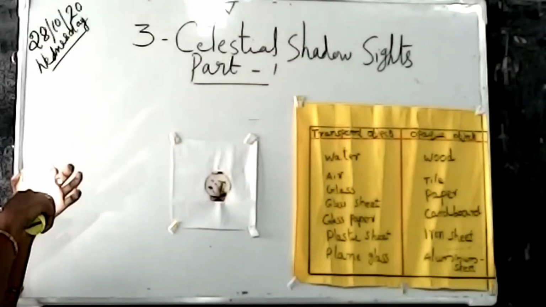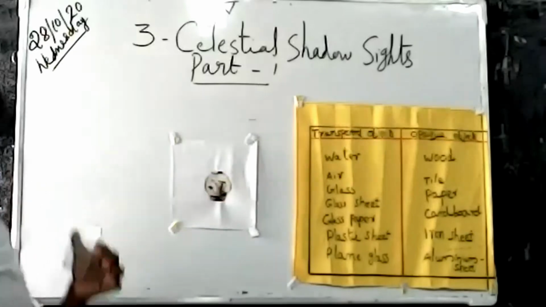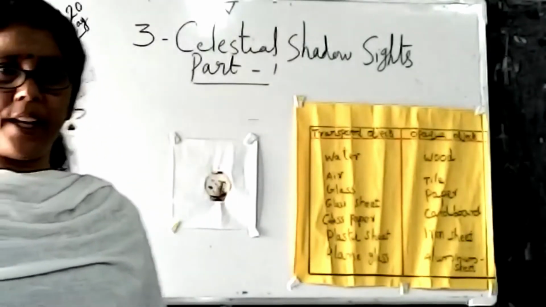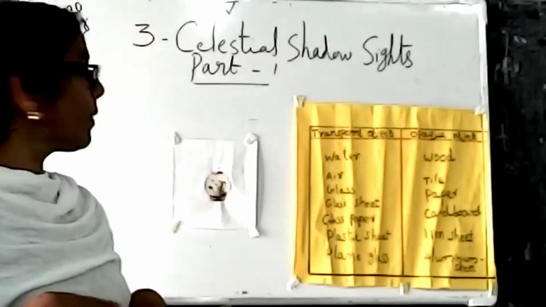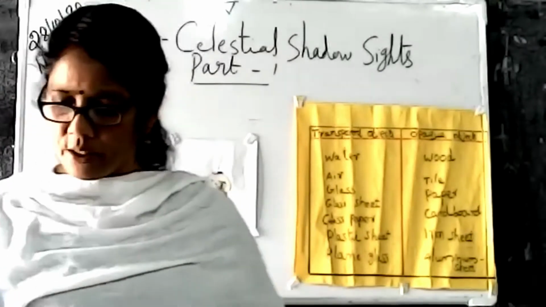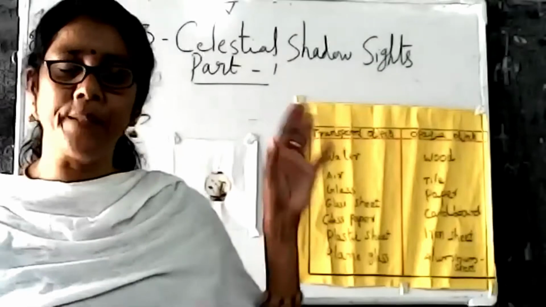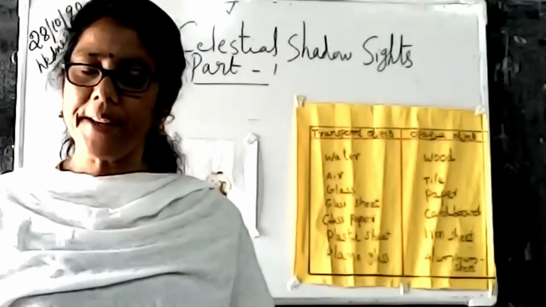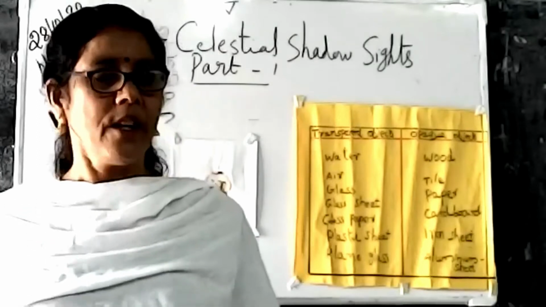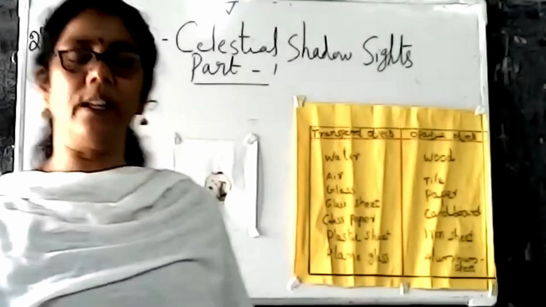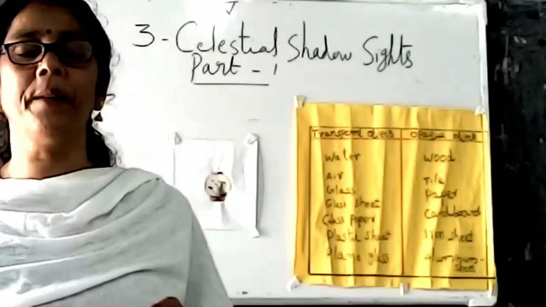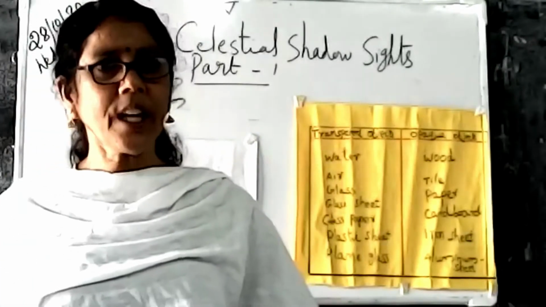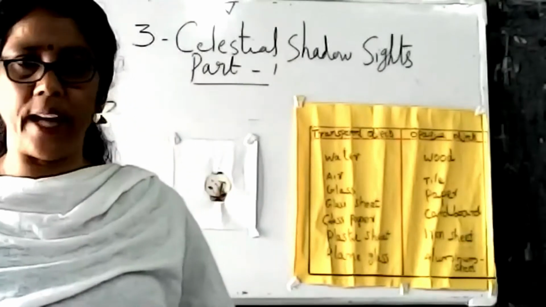Light passing completely through them. Okay, first of all we have to draw a column, then in the first column write the substances or objects, and then another column, and next we have to write the column for objects that allow the light to pass through them.